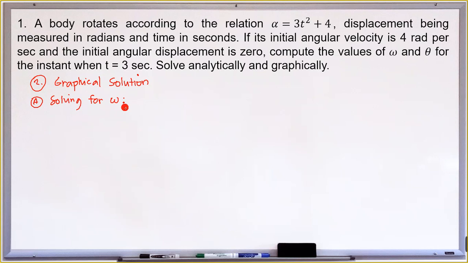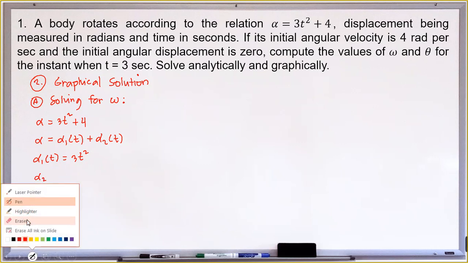Now we are going to graph the given angular acceleration. So our given angular acceleration is equal to 3t square plus 4. Now this function can be split into two functions, wherein our alpha can be written as alpha 1 of t plus alpha 2 of t. Our alpha 1 is equal to 3t square, the term that contains the second degree variable. And then the alpha 2, let's start with the constant.